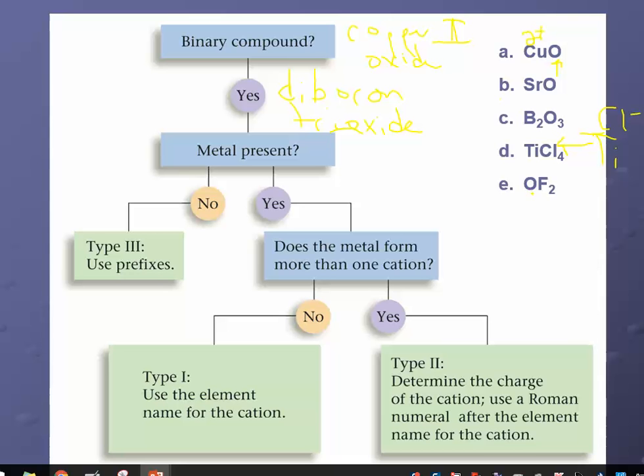The first element we only have 1. There's a rule for that. And we have 2 of the fluorine. So our name should be oxygen difluoride. Oxygen difluoride.